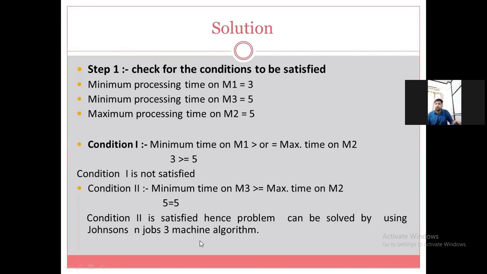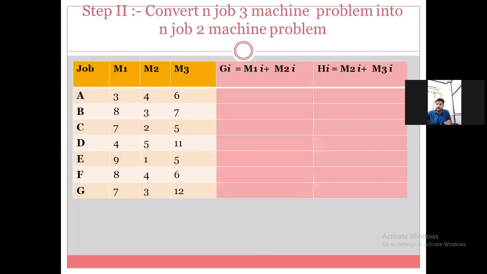Okay, getting everyone? Is there any question, any doubt? Hope you have written all the things. Now next, we have to convert this N job 3 machine problem into N job 2 machine problem, and for that purpose we require these two hypothetical machines. The configuration of these two hypothetical machines is G_i equals M1_i plus M2_i, and H_i equals M2_i plus M3_i.